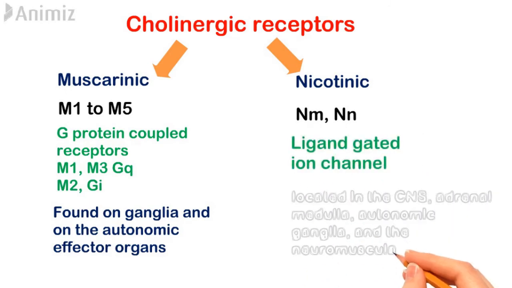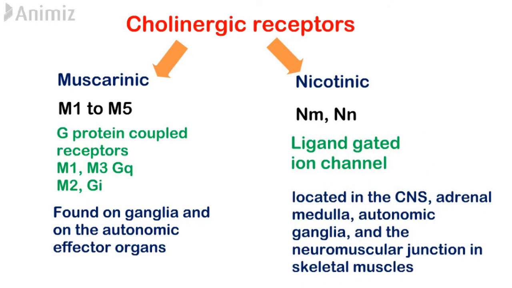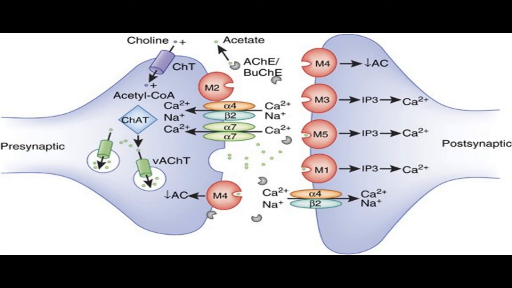Muscarinic receptors belong to the class of G protein-coupled receptors, metabotropic receptors. There are 5 subclasses of muscarinic receptors. These receptors are found on ganglia of the peripheral nervous system and on the autonomic effector organs, such as the heart, smooth muscle, brain, and exocrine glands.